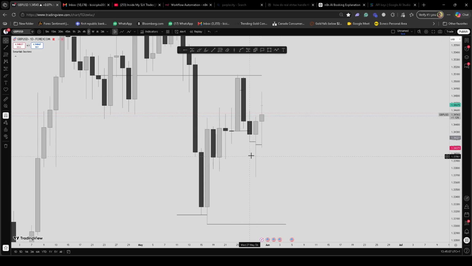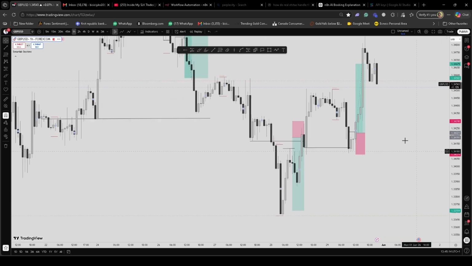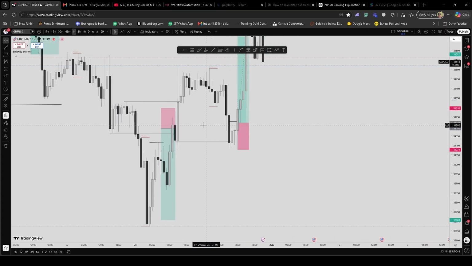Now after price took out this low, we had a break of structure on the lower time frame. That was the 1 hour time frame. On the 1 hour time frame, price closed above this key level right here. You can see this is the before, and you can see this is the after.